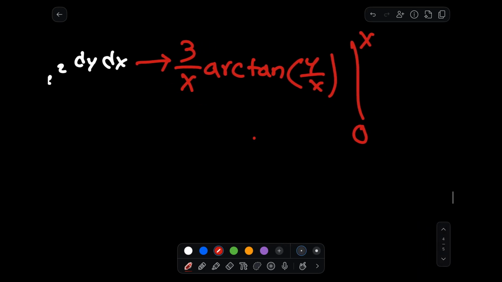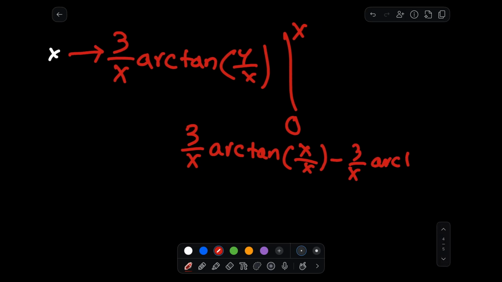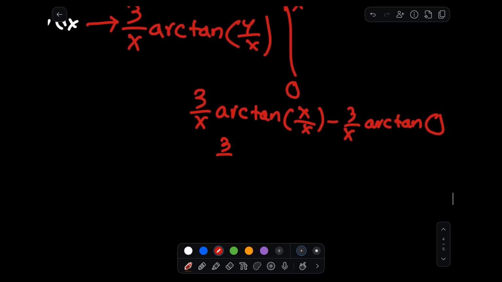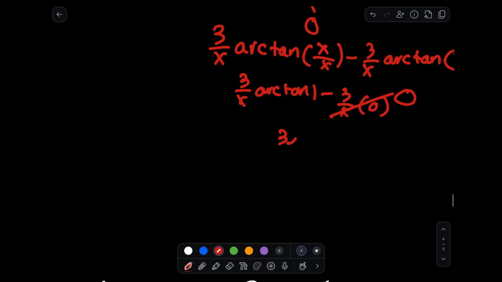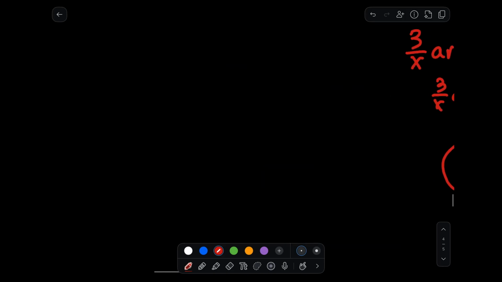So then we're going to have 3 over x arctan of x over x, minus 3 over x arctan of 0. This becomes arctan of 1, minus 3 over x times 0. This goes to 0. So we get 3 pi over 4x, right? And now this is our solution for that first integral.